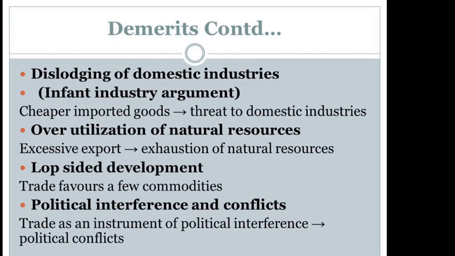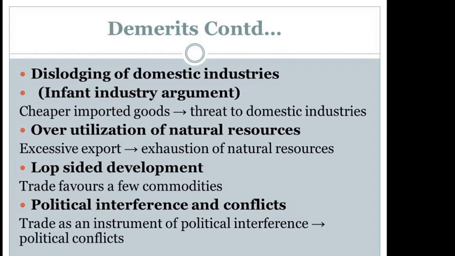So, infant industry argument says that cheaper goods imported from other countries may adversely affect the domestic industries producing similar goods. We may be importing some particular commodity from other economies, and that substitute of that same commodity may be producing in the home country also. But when we import, we are getting the commodity at a cheaper price. So the cheaper goods may adversely affect domestic industries producing similar goods.